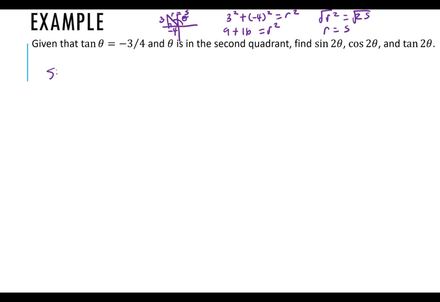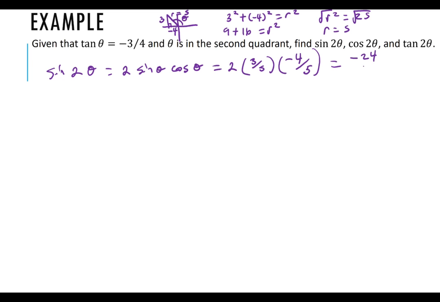So then if I want to find sine of 2 theta, I recall that sine of 2 theta is 2 sine theta cosine theta. Well then, what's sine theta? So this is going to be 2 times sine theta, but sine of theta is just going to be 3/5. Cosine of theta is negative 4/5. And then I get that this is negative 4 times 3, or negative 12 times 2, which is negative 24 over 25. So negative 24/25.